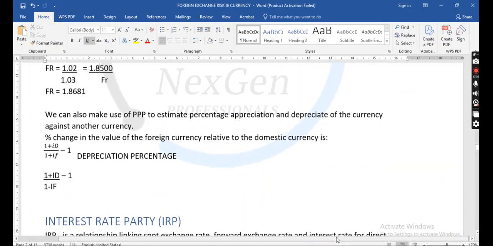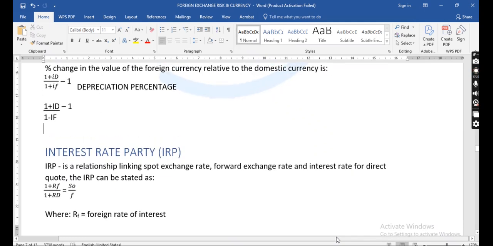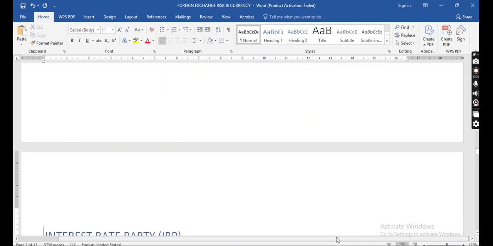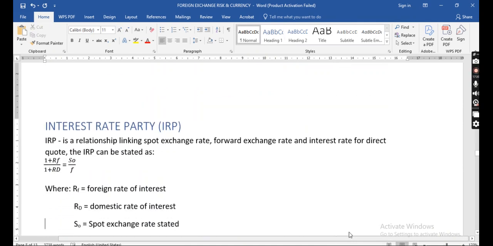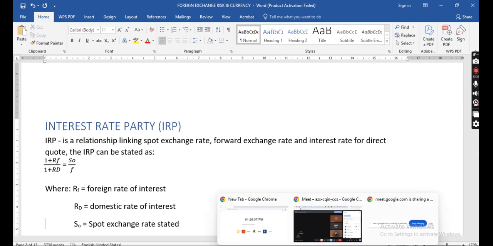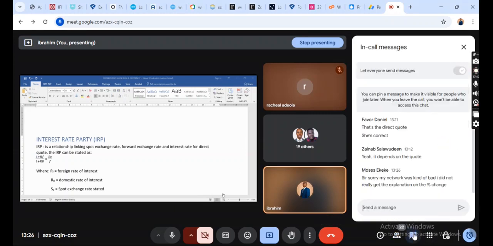So that is why in purchasing power parity, you can see that we still use the function. The only thing is that we change it because of the depreciation. The same thing is applicable to interest rate parity. What is interest rate parity? You need to adjust the spot rate to include the interest rates of the two countries. You need to adjust. With that, any question?